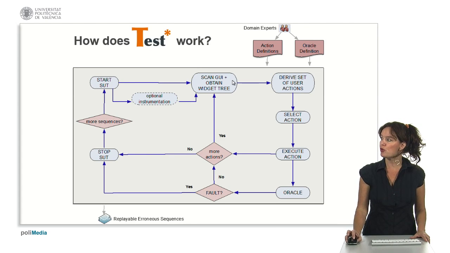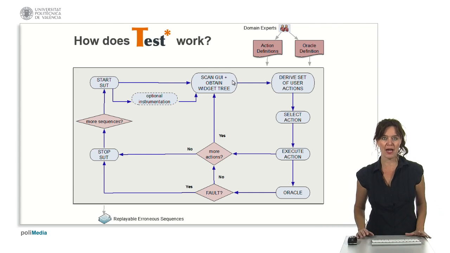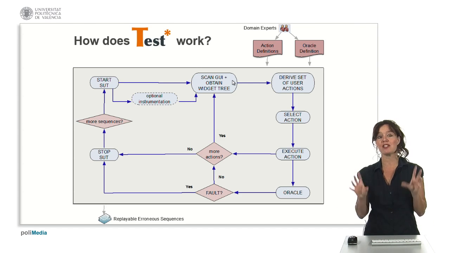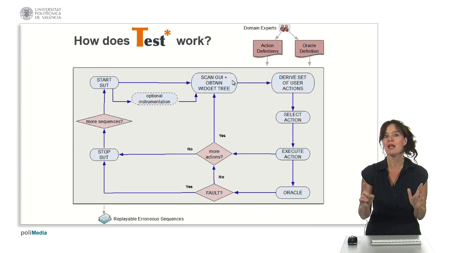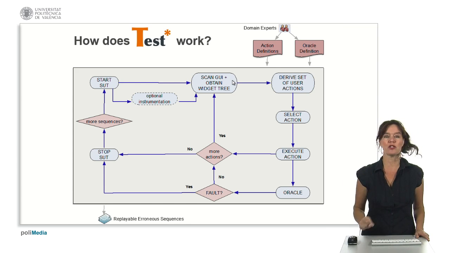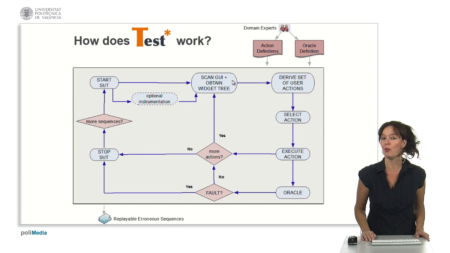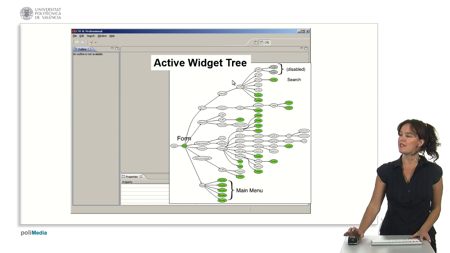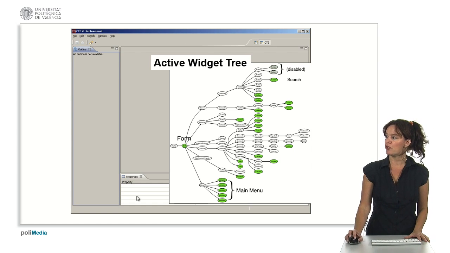Then from this widget tree, we derive a set of user actions. We derive the set of actions that a user can execute in that specific state. And when we have this set, we just select one and we execute it. And that's basically how the testing goes. Let's look at a more detailed example of a widget tree again. Here we see a system under test, and this is the active widget tree.